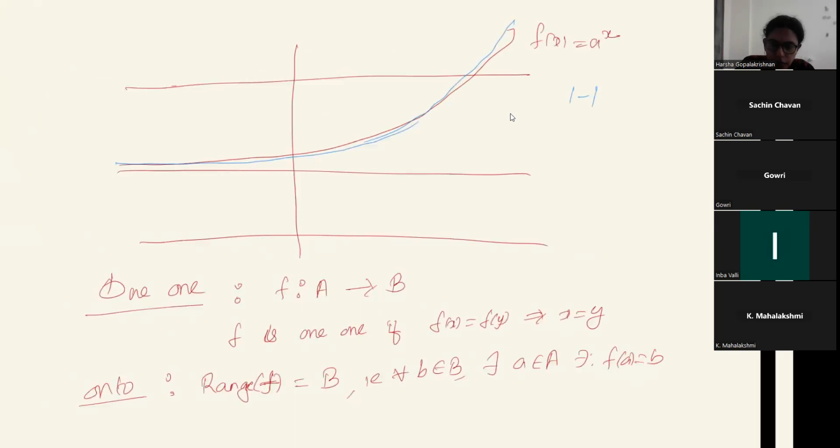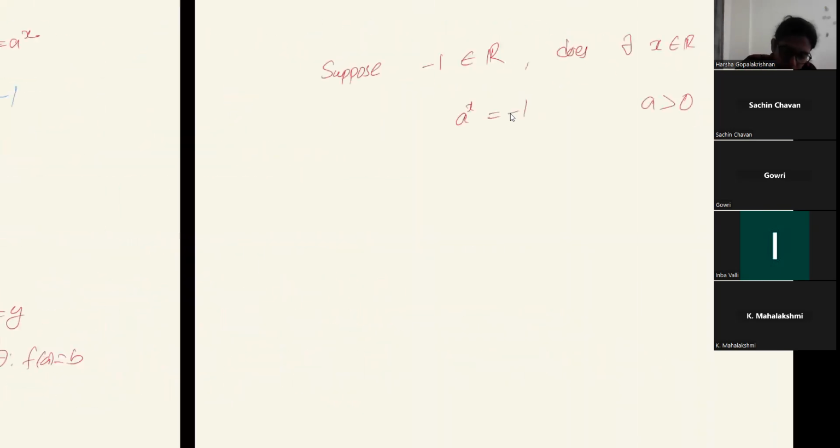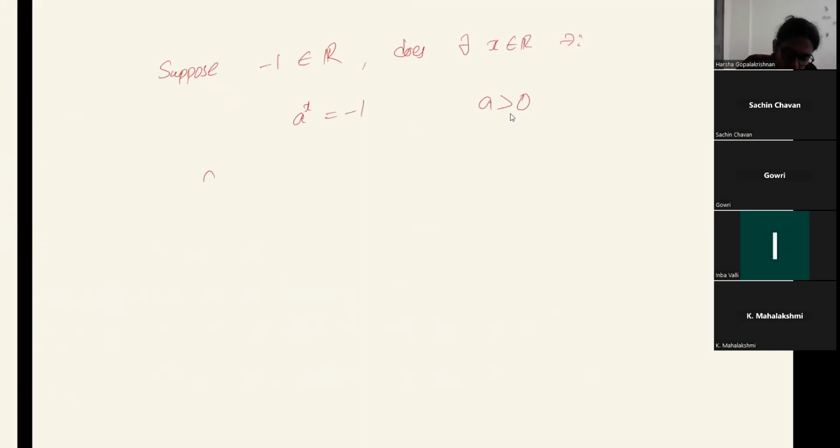A is some positive number. So, for example, suppose a equal to 2. If you want a simple case, let a equal to 2. 2 power x equal to -1. Is this possible? This is not possible, right?